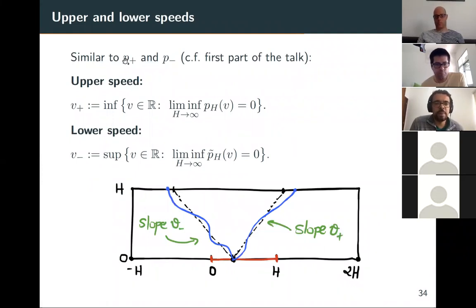Similar to this P plus and P minus that Augusto defined, here I will define the V minus and the V plus. These are just speeds such that above V plus, I know that the probability is already decaying, at least along a subsequence, going to zero. And below V minus, I also know that the probability is decaying along a subsequence. So V plus is the minimum slope such that going faster than it is getting hard, and V minus is the biggest slope such that going slower than it is getting hard. This is always well defined.